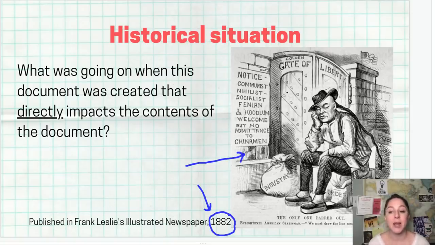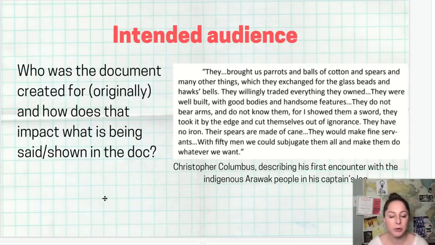Okay, intended audience. So who was the document created for originally? And how does that impact what's being said or shown in the document? Meaning, are certain parts of the document being exaggerated to benefit the audience or make the audience like it more? Are certain parts being maybe excluded or minimized, that sort of thing?